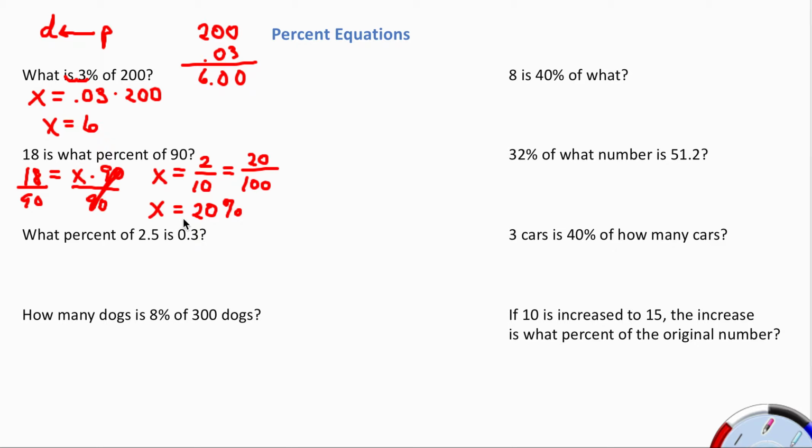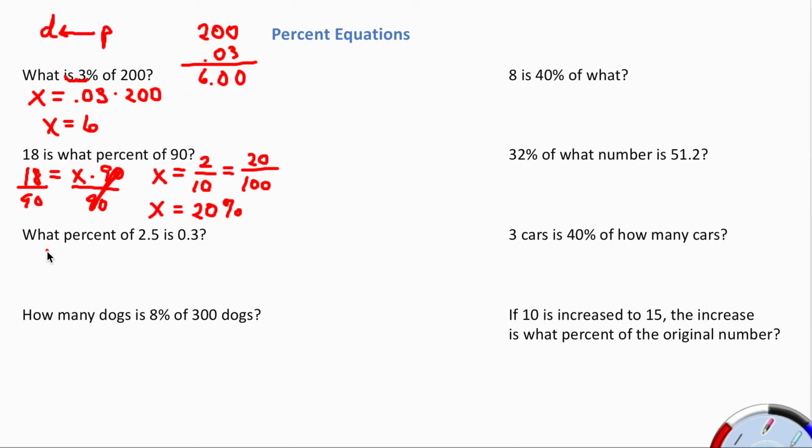So x equals 20%. Don't forget, when the what is what percent, here it's just how many dogs, I don't need that. That's just a what number, how many cars. But if the what is a percent, what percent, my final answer has to be changed to the percent form.